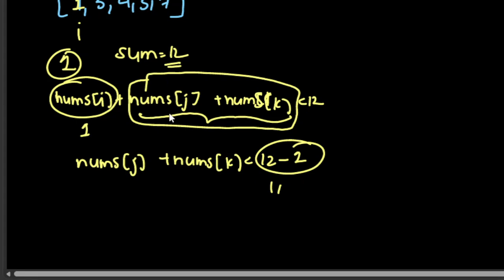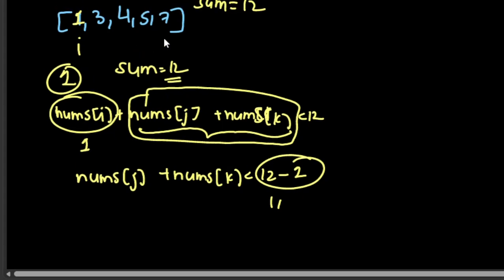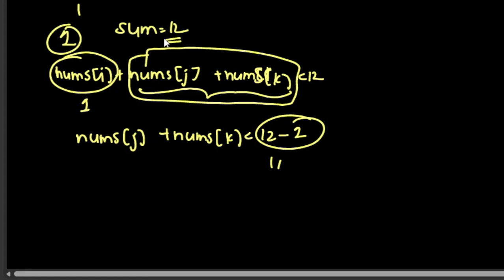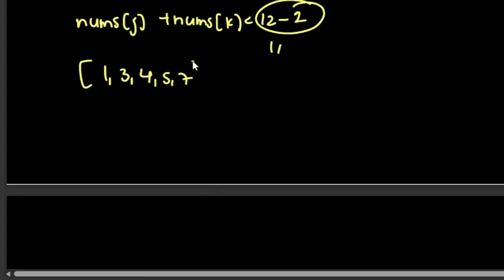Okay, so we are converting the 3 sum smaller problem into a 2 sum smaller problem just by fixing the first element. So after fixing the first element, with 1 3 4 5 7, I is fixed and I need to find the sum pair in this where the sum is less than 11.